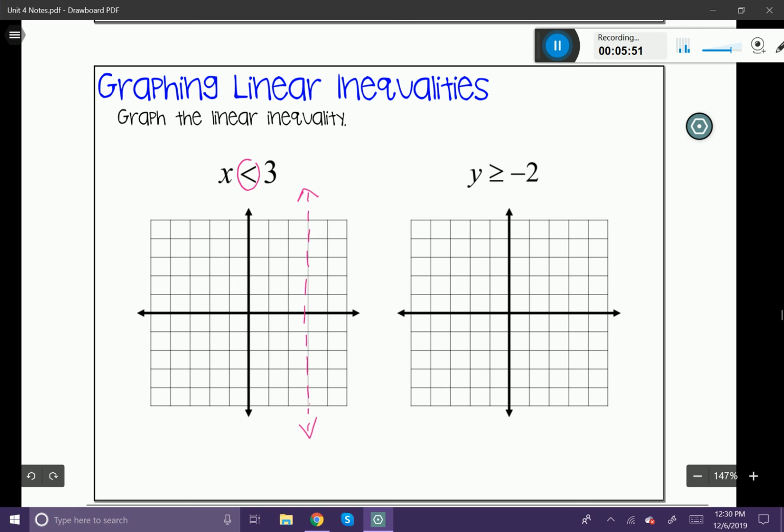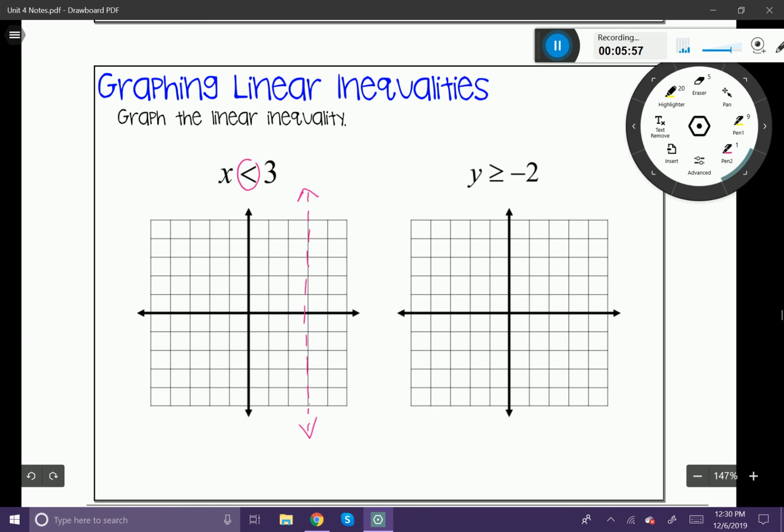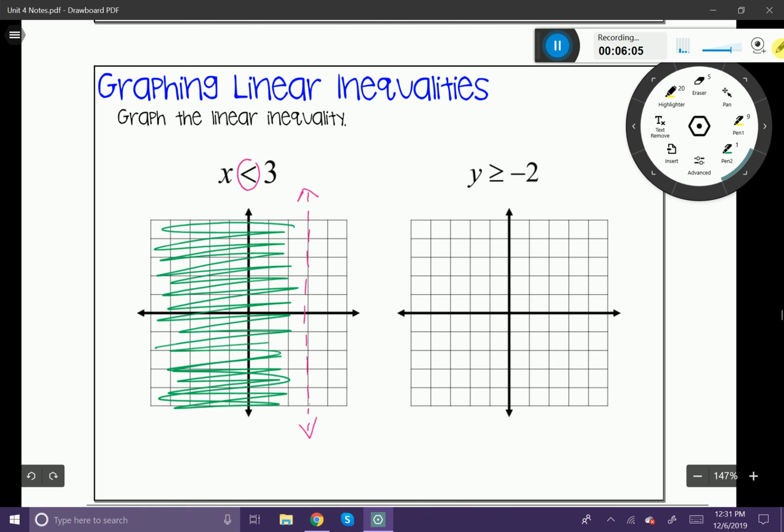Now, unfortunately, you can't really use a test point here. You just have to kind of read it. x is less than 3. Well, everything that's going to represent less than is going to be on this side of the graph. So I'm going to go ahead and shade this area of the graph. These are all of the solutions to this inequality.